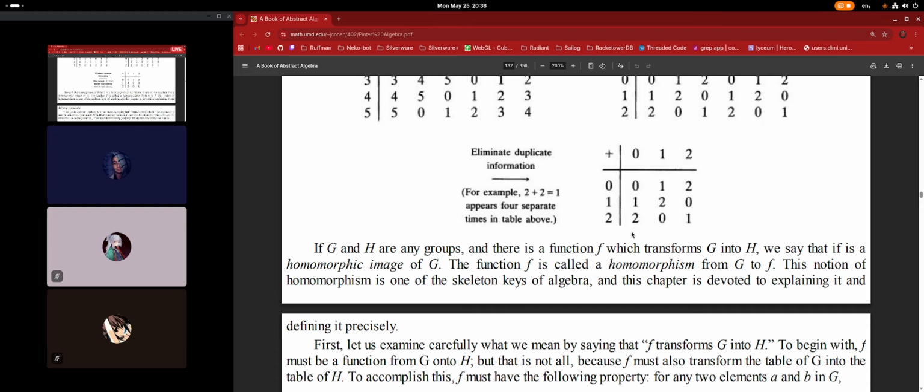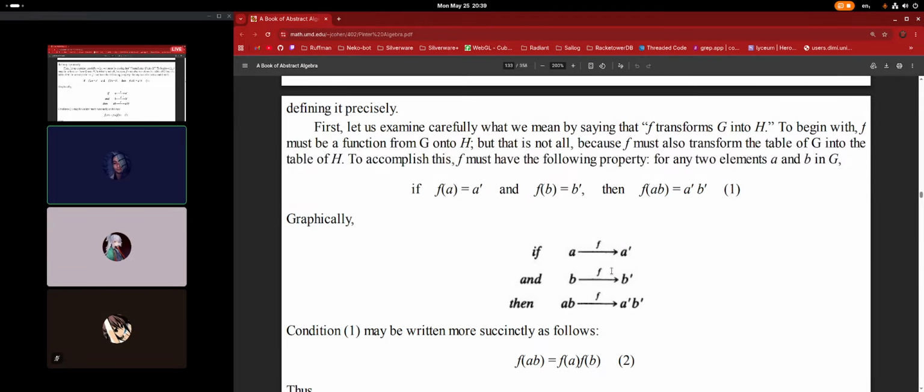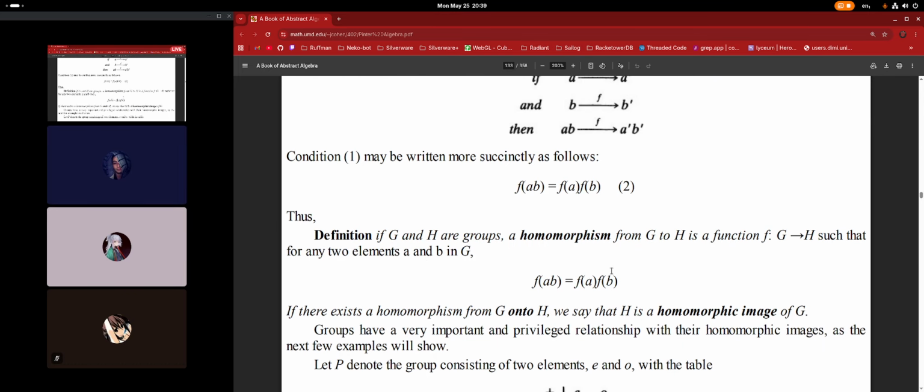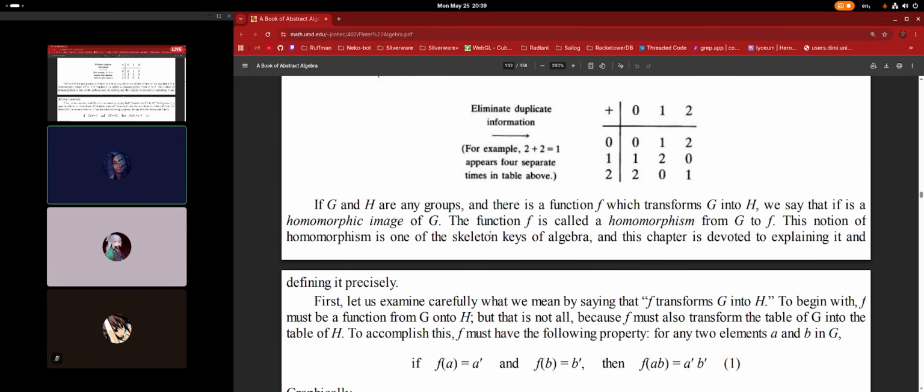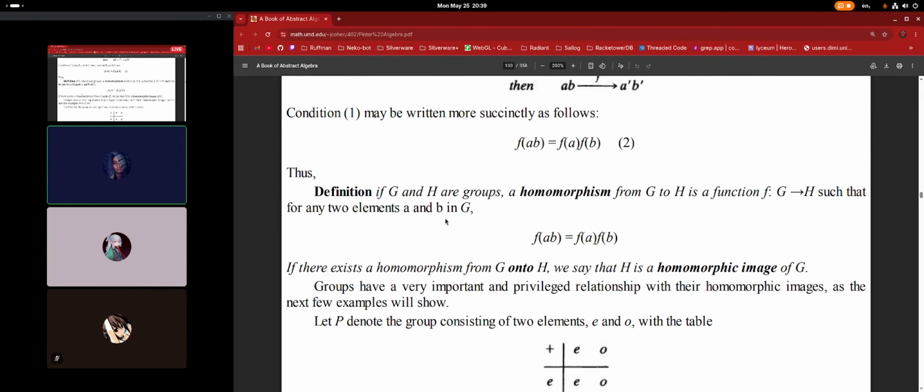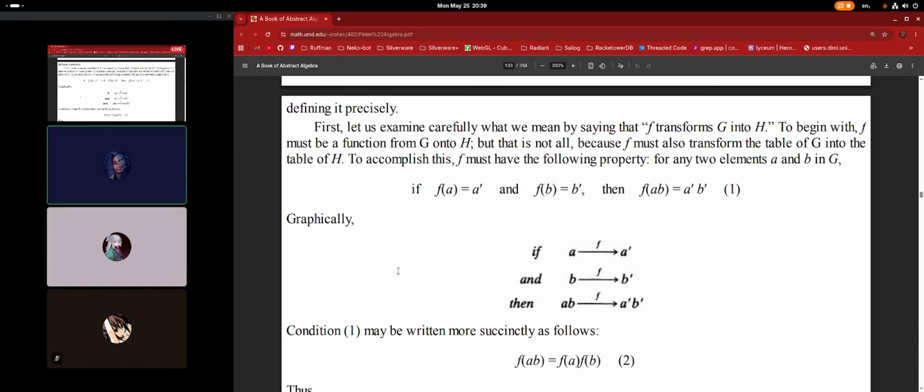Well, the function f is called homomorphism from G to H, right? Yes, that's a typo. This notion of homomorphism is one of the skeletal keys of algebra, blah blah blah. I think there is a problem. Okay, so this is wrong, right? So the function f is a candidate of homomorphism from G to H. Because to actually be one, you have to follow this definition here, which is stricter than this thing.